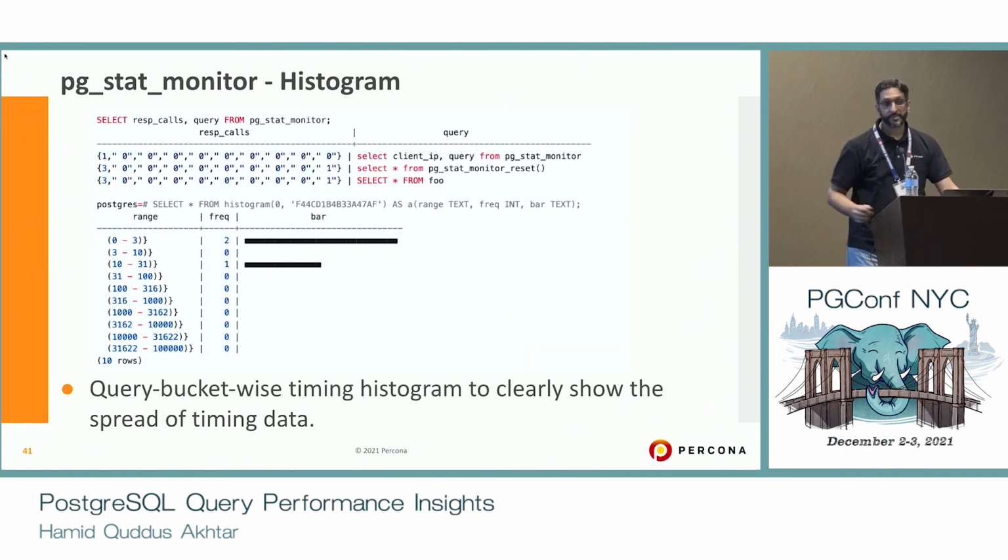It also provides you with a histogram of query time. So you can see, for example, that the particular query in that particular time bucket executed two times from 0 to 3 milliseconds, or it executed once between 10 to 31 milliseconds. And that's very useful because you want to understand a pattern of how that query is behaving.